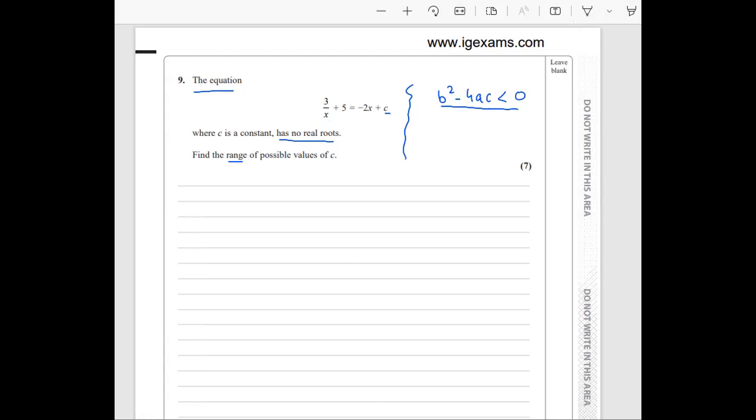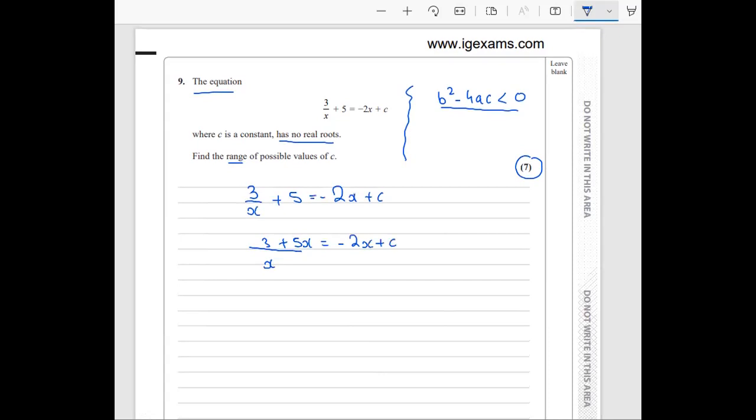So we need to do something so it becomes a quadratic equation. That something is just simplifying this, and you will see it automatically becomes a quadratic equation. So this is 3 by x plus 5 minus 2x plus c. I'll take LCM and I will have 3 plus 5x equals minus 2x plus c. Steps are important because this is a 7-mark question. Now I can take this x to the right side. This is 3 plus 5x equals minus 2x square plus cx.